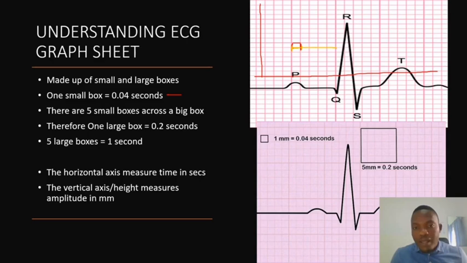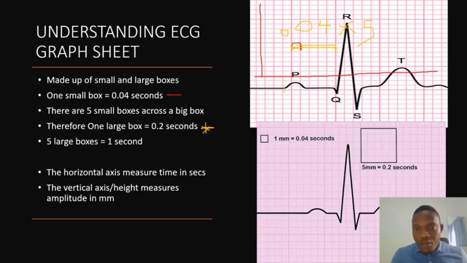It is simply multiplying 0.04 by 5. If I multiply it by 5, that gives me 0.2 seconds. So one big box horizontally is 0.2 seconds. So an impulse that travels from here to here, that is one big box, or through 5 small boxes, has traveled 0.2 seconds.